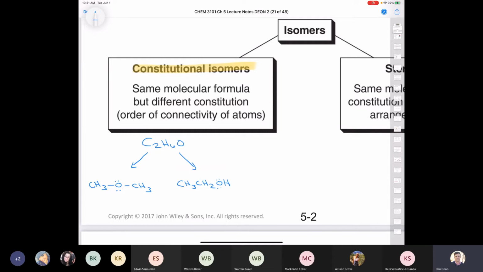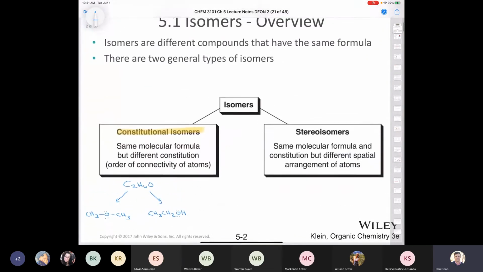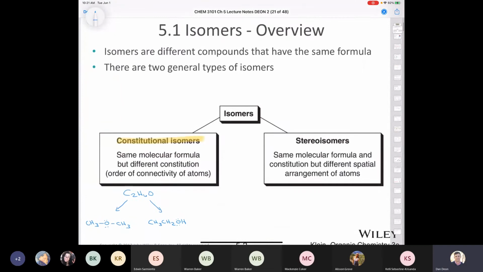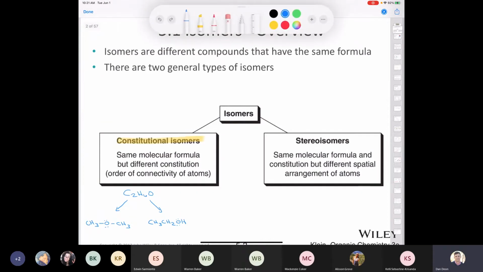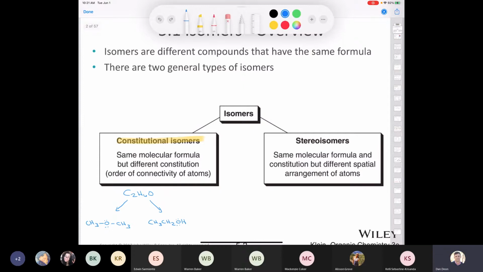But you know enough about intermolecular forces to know that these two compounds are very different, aren't they? Ethanol can participate in hydrogen bonding because it has a hydroxyl in it. So it's going to have a higher boiling point than dimethyl ether, which is a gas at room temperature, and ethanol is a liquid at room temperature. But again, they have the same constitution. They're made out of the same atoms. It's just the way that they're connected together that is different, right?